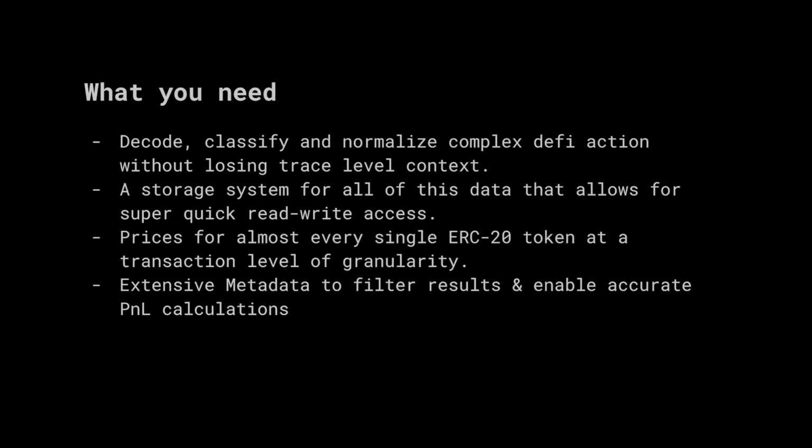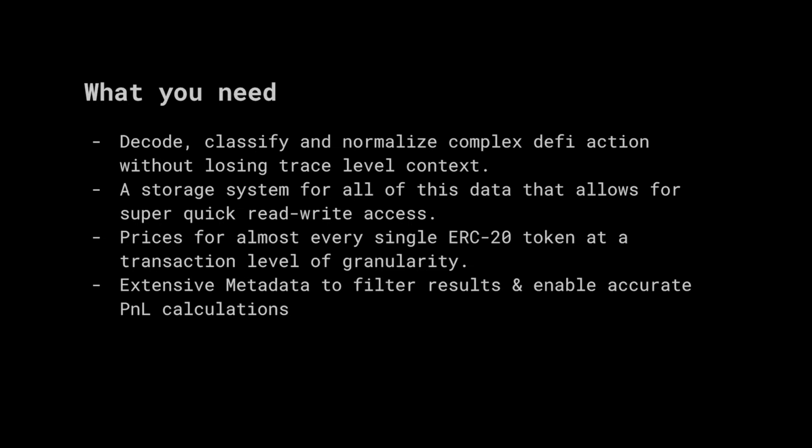The other thing is that you don't want to lose the context that you gain from operating at the trace level. Because when you're operating there, you have the call frame hierarchy, and then you can use that to infer many different things. So in this normalization and classification step, we really wanted to maintain that level of context. Then the second thing is that you're going to need a lot of off-chain data for this. So you need an efficient way to store it, an efficient way to read and write to it.